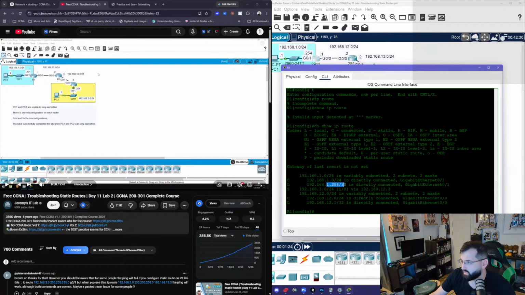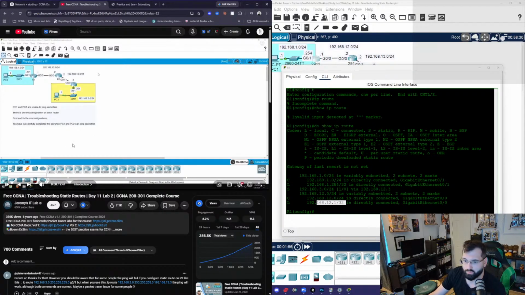Directly connected to 12.0. That shouldn't say 12.0. That should say 12.2. Okay, I think I just found the first one.